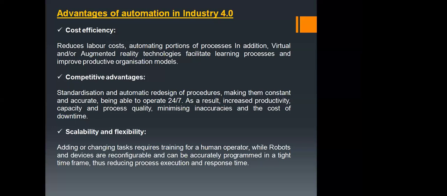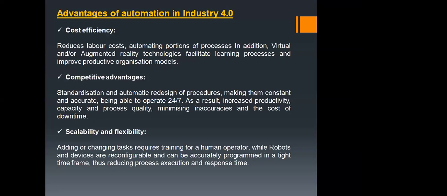This is one of the advantages of automation included in Industry 4.0. Next, competitive advantage: standardization and automatic redesign of procedures, making them constant and accurate. As a result, we get increased productivity, capacity, and process quality, which minimizes wastage and inaccuracy. The cost of downtime can also be reduced. So these are the competitive advantages that can be obtained by automating the production or manufacturing system.